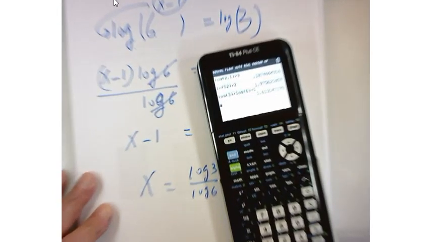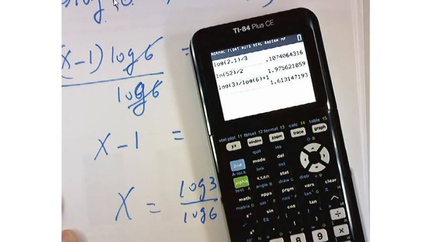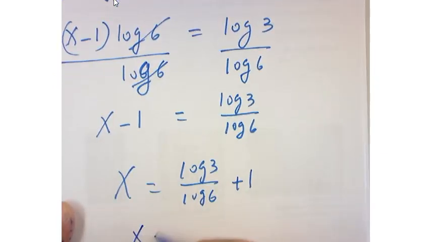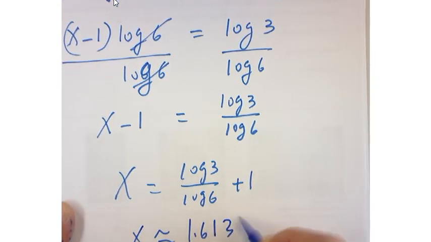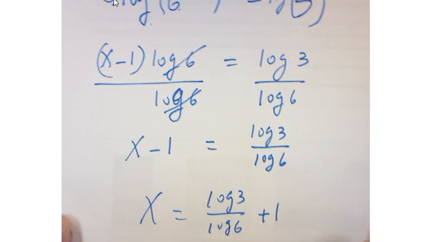And you can see it's 1.6131. So x is roughly 1.6131.